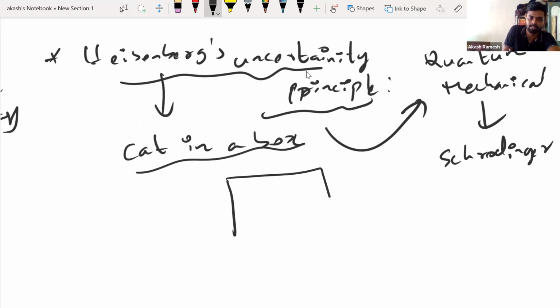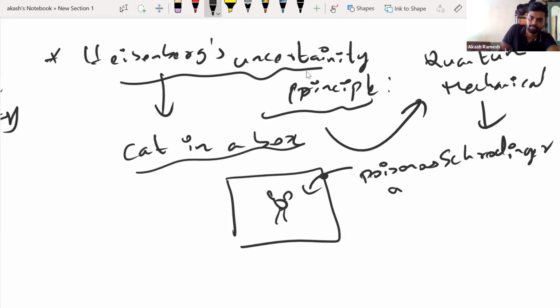So I have a box, and inside this I put a cat. Please bear with my drawing. This is a cat, and there is a small hole through which I give some poisonous gas. This box is sealed, and inside this box I put a cat, and through a small hole I give a poisonous gas.